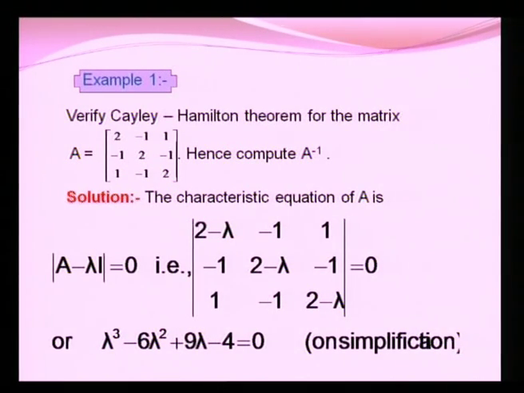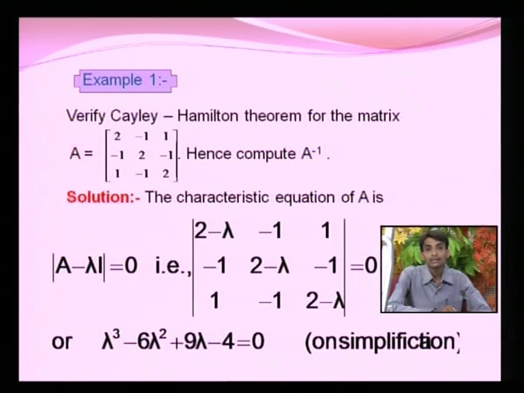So we have been given the matrix A. Here the characteristic equation will be the determinant of A minus lambda I equal to 0. So we will get A minus lambda I, that is 2 minus lambda, minus 1, 1; minus 1, 2 minus lambda, minus 1; 1, minus 1, 2 minus lambda, and its determinant is equal to 0. This is the determinant equal to 0, which will be the characteristic equation.